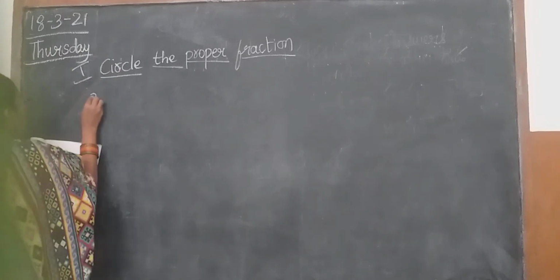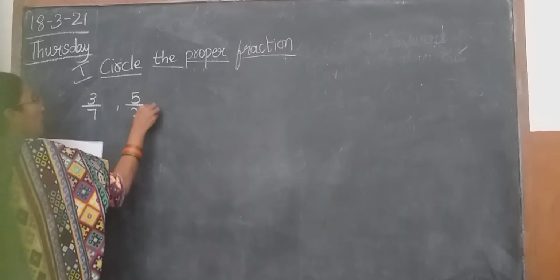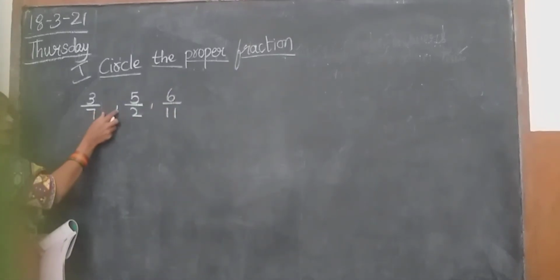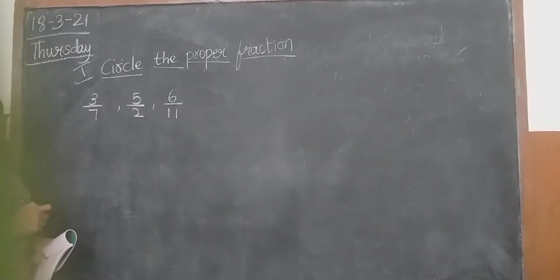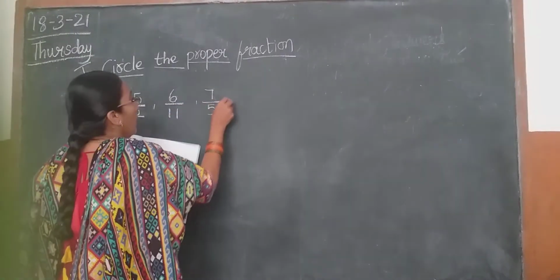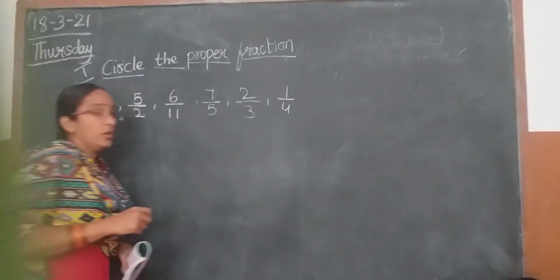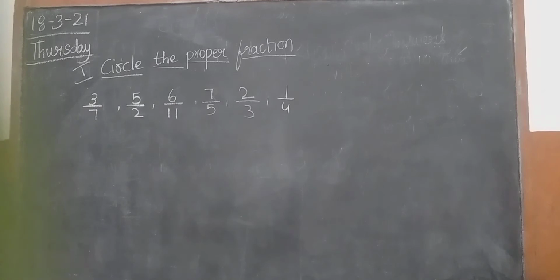And write these numbers: 3 by 7, 5 by 2, 6 by 11. If you have a square rule book, leave one box and write the other one, children. Okay? Yes. Now, what are the proper fractions? What is the rule of proper fraction? The numerator must be smaller than the denominator.